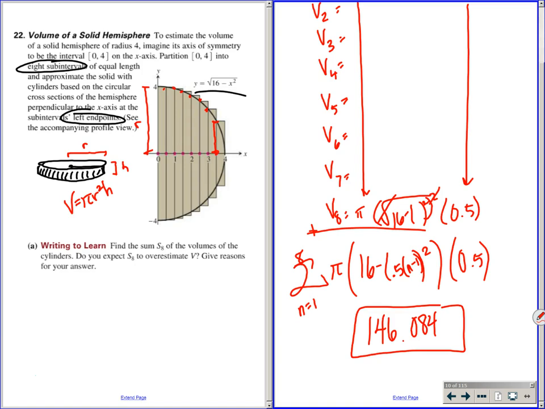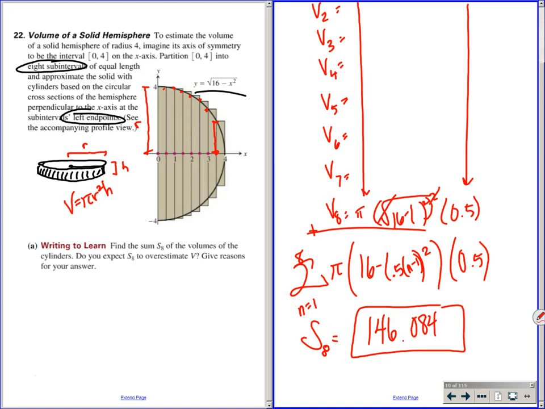There was more to the question, guys, but the long story short, I was trying to see if you could take the idea of Riemann sum and apply it to something different, accumulating volumes instead of accumulating rectangles. It says find S of 8. We got it. That's what's over there. What do you guys think? Would it be an overestimate or an underestimate?